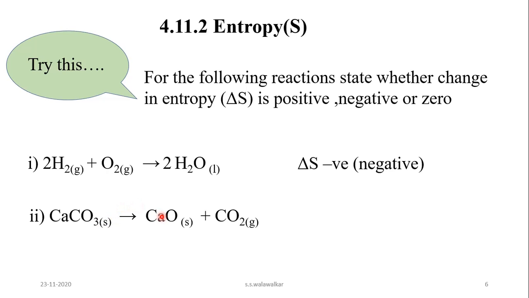When it decomposes, it gives calcium oxide and carbon dioxide. Calcium carbonate is in a solid state, so entropy is less. But when it is converted into calcium oxide and carbon dioxide is evolved, carbon dioxide is in a gaseous state, so entropy is more, randomness or disorder is more. Therefore the entropy of the products is more than the entropy of the reactant, and therefore delta S is positive. So like this you can solve the example based on entropy.